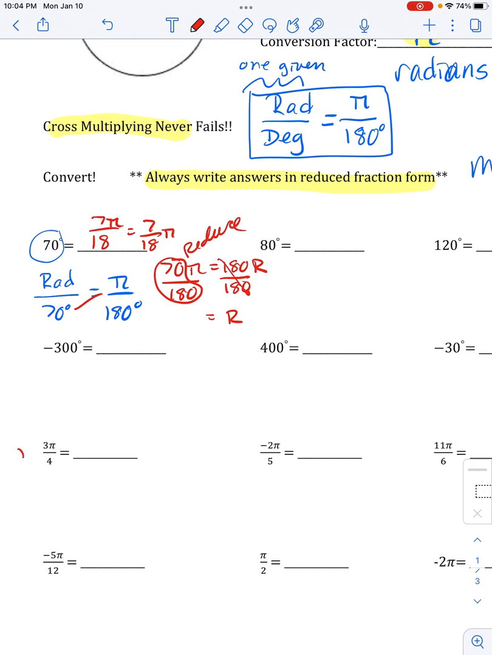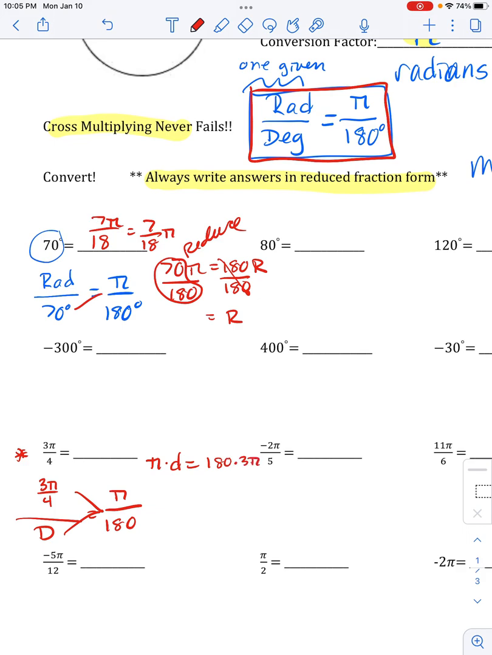Let's try that again down here, given radians. All right, this gets kind of messy. So I'm going to take my radians, which is this, over my degrees, which I don't know. I'm using this again. And I'm going to set it equal to pi over 180. And I'm going to cross multiply. So pi times the degrees will equal 180 times 3 pi over 4. And the 180 was over 1, so I end up with all of this.